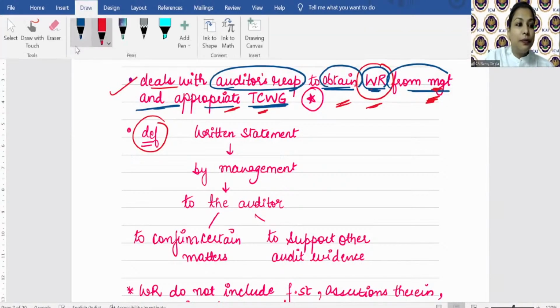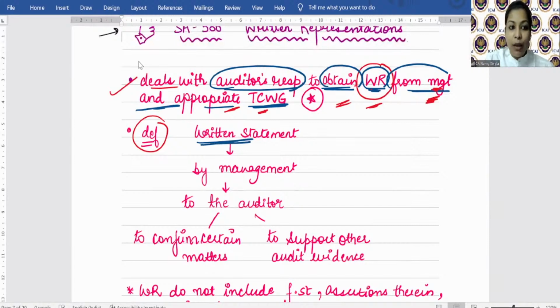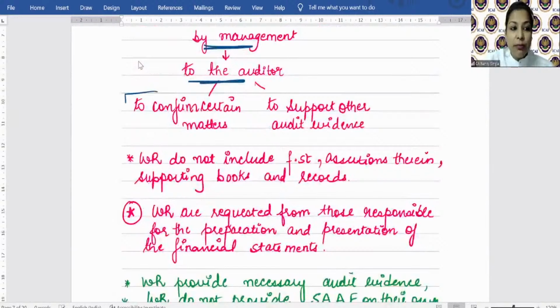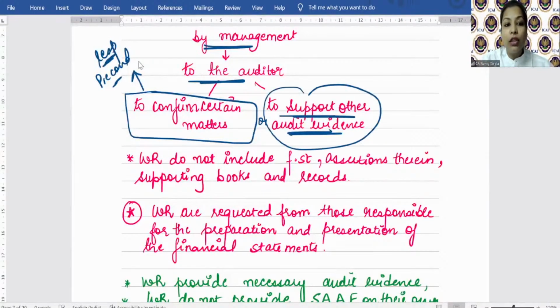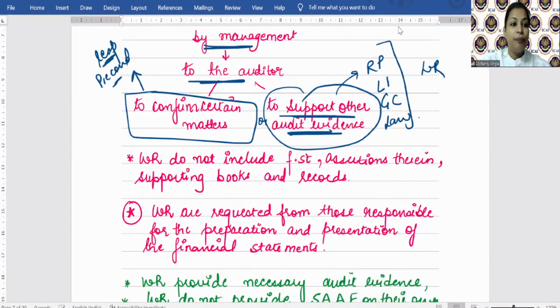So what is the definition? These are the written statement by management to the auditor to confirm certain matters or to support other audit evidence. To confirm certain matters, preconditions कि management बताओ responsibilities fulfil की है ना, जो आपने acknowledge तब कर दी थी. To support other audit evidence, related party, your let's say litigations, है ना, going concern, है ना, कि law regulations सब अब follow किया है नहीं. तो what is this? Written representation.